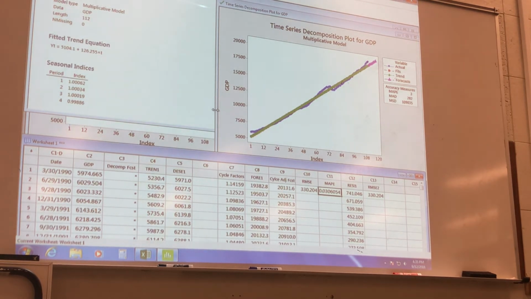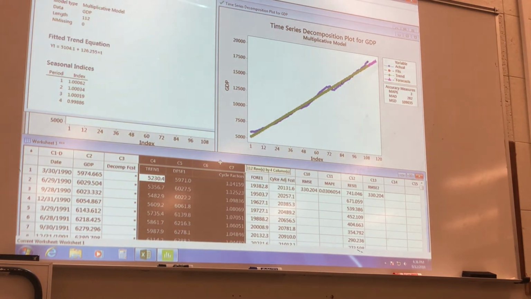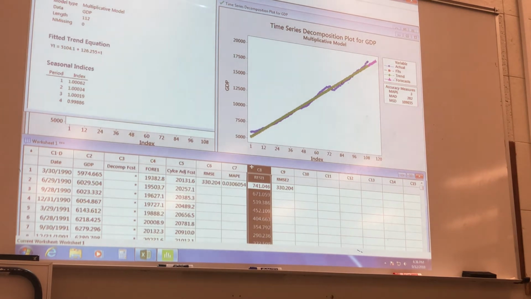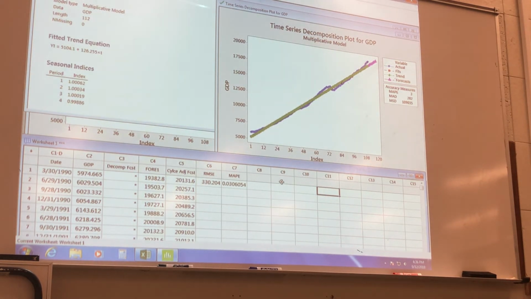All right, this forecast. This forecast is the same data series with exponential smoothing. All right, exponential smoothing, the next forecast method. Here it comes.